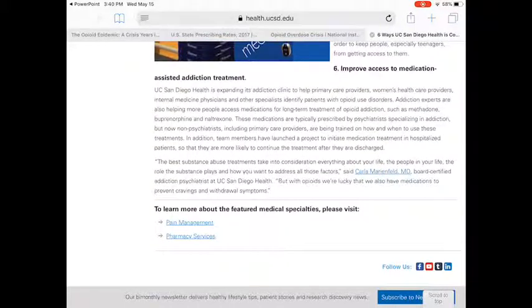And then how do we improve access to medication-assisted addiction treatment? This is where it's really big that we provide a methadone regimen that is well followed, and patients can find a safe way to come off of their addiction.